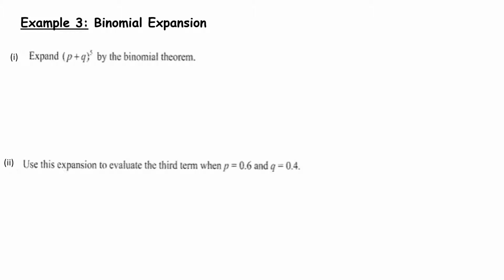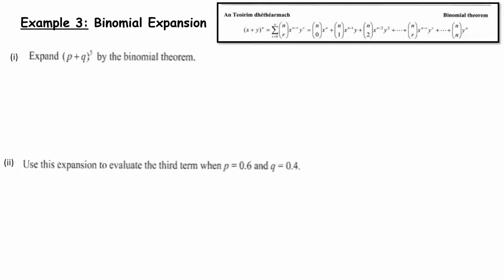So now let's look at a binomial expansion question. There are two parts to this. Expand (p + q) to the power of 5 by the binomial theorem, and use the expansion to evaluate the third term when p is equal to 0.6 and q is equal to 0.4. So first thing I'm going to do, I'm going to go to page 20 and pull that out. Now, when I'm using the binomial theorem here in the log tables, what I get is 2 equals, and we generally say 1 equals per line.